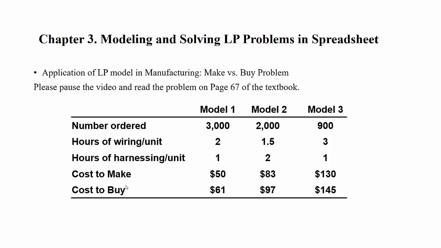But if they buy the product from the outside, the first model is going to be $61, the second model is $97, and the third model is $145. So the company is facing a decision of which model and how many of them should be made inside the company, and how many of the models and which ones should be purchased from outside.